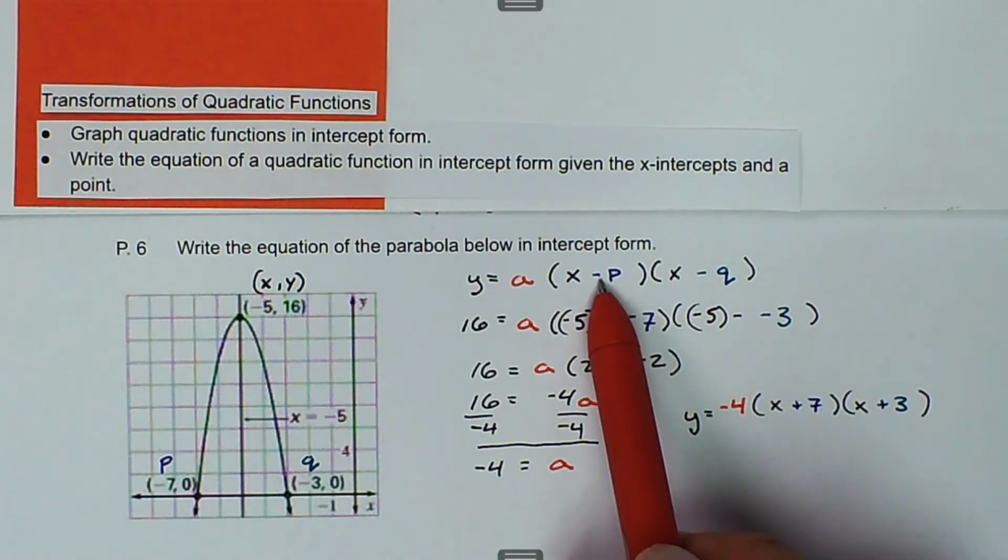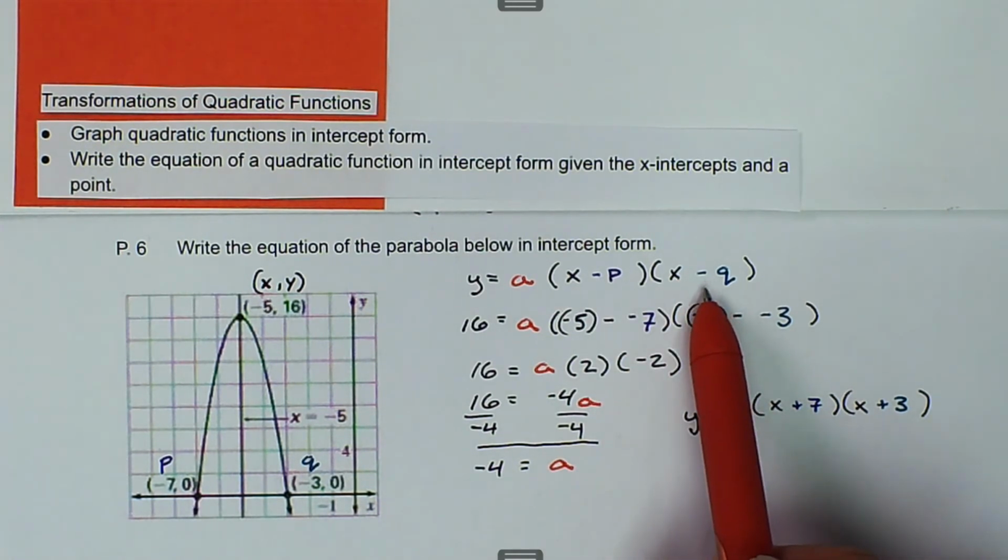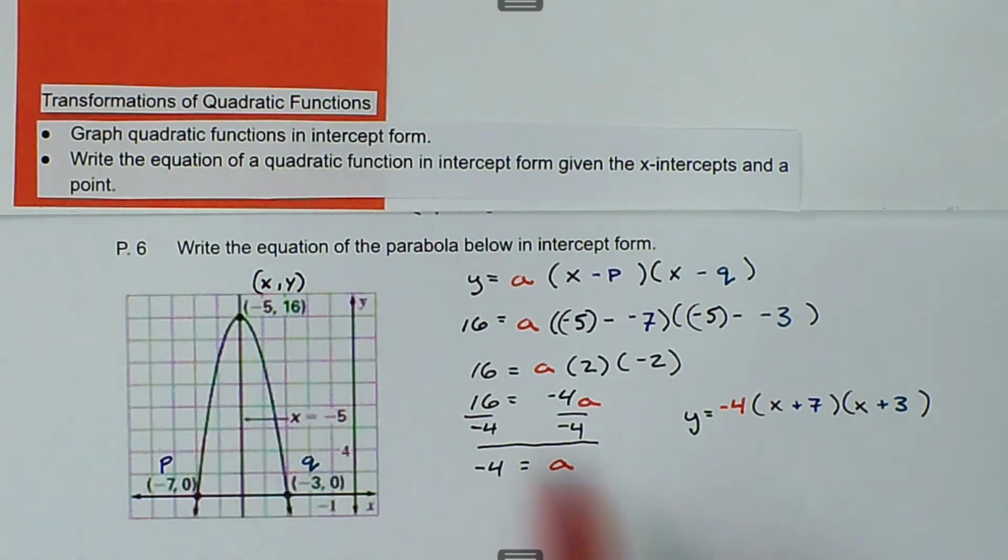So the equation has a negative sign in it. So if we substitute in a negative value, it becomes positive. So we substitute in -7 and it ends up being +7 in our equation. -3 becomes +3 in our equation, and the a value substituted in is -4.